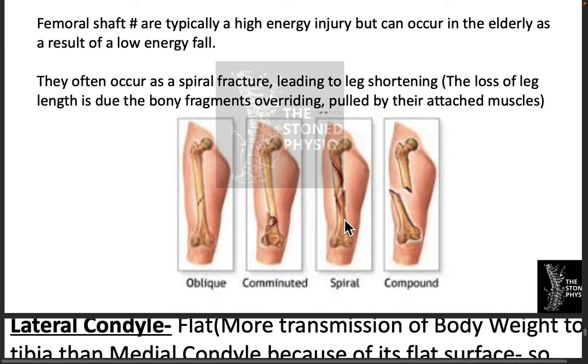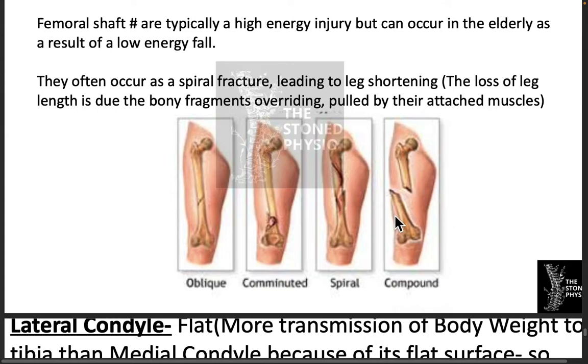This is the spiral fracture, which occurs because of axial torsion. Let's say the person was bearing weight on this leg. The distal part of the femur was stable, and the person suddenly tried to rotate the torso, the pelvis. Because of that axial force, there will be this spiral type of fracture, called a spiral fracture.